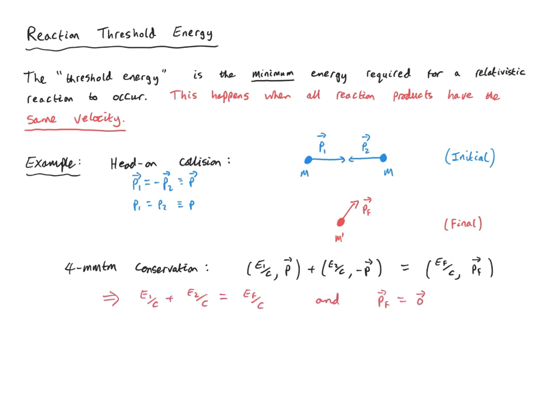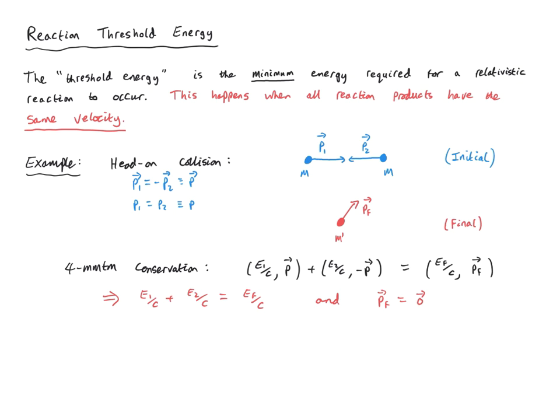So equating these, we find that E1 over c plus E2 over c is Ef over c, but also that Pf is equal to 0. This is important because it tells us that we are in the rest frame of the products. This was kind of obvious in hindsight because we're in the centre of momentum frame of reference and we only have a single product, so it will be at rest. This scenario will therefore correspond to the threshold energy because the reaction product is at rest and that's the minimum energy that it can have.